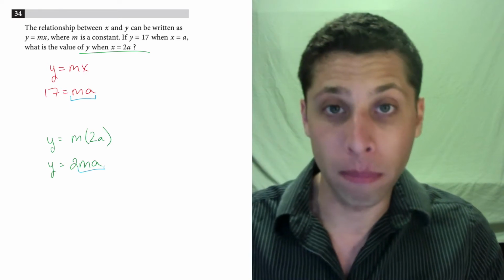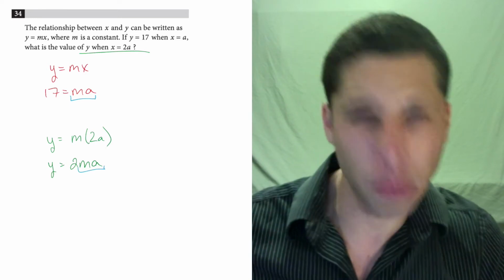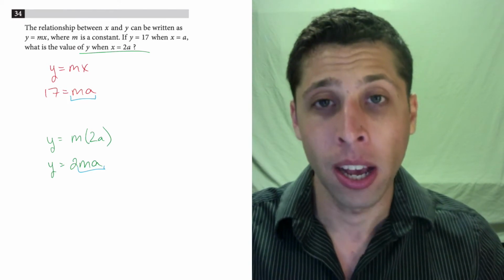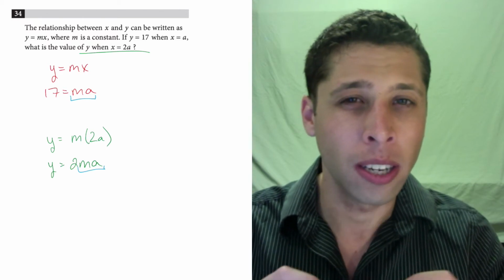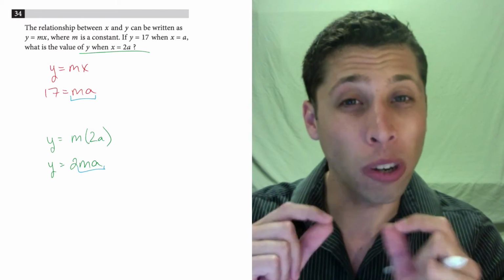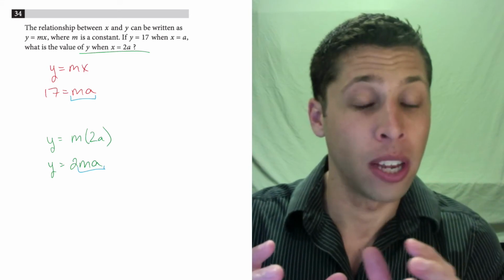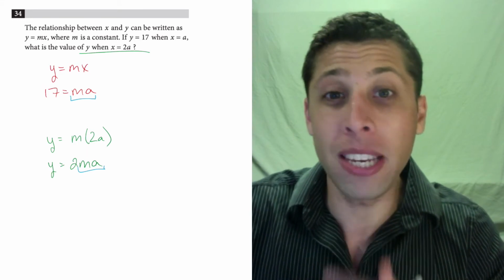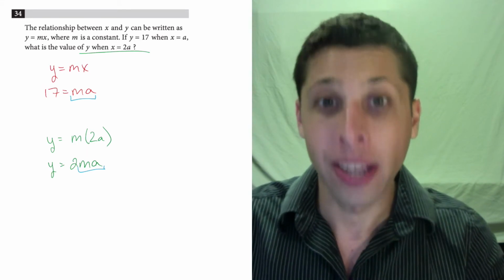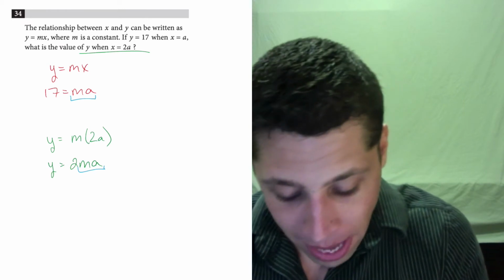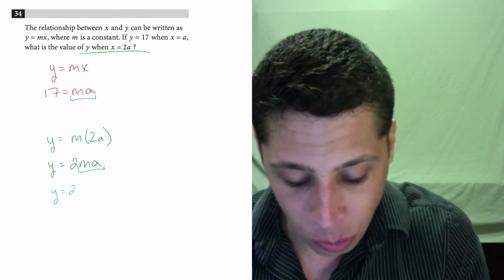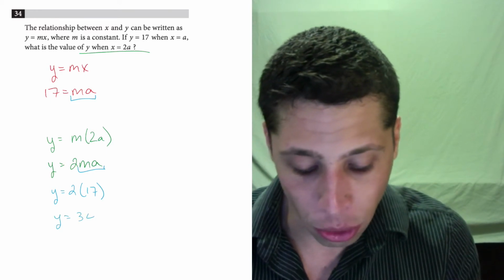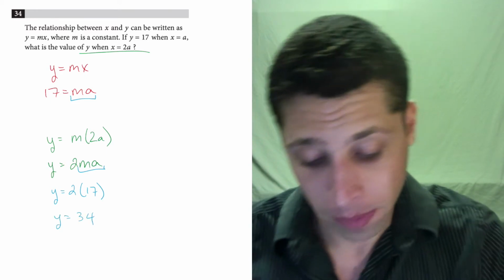So hopefully most of you know that we can just make a substitution. We don't need m by itself. We don't need a by itself. A lot of times in the SAT, we're not substituting for specific variables. We're substituting for a grouping of variables. And so ma is a group. I don't care what each of the pieces of that group mean. I just care that as a group, it's equal to 17. So I can make this substitution and say y is equal to 2 times 17, which would make y into 34. And that is the answer.